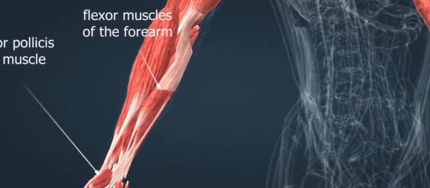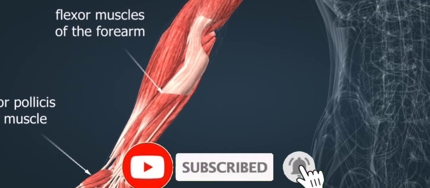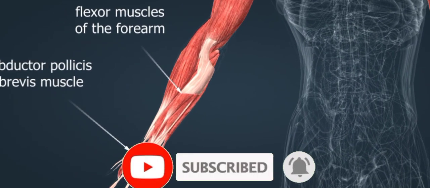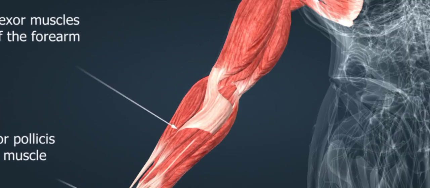4. Flexor digitorum profundus flexes the distal phalanges of the fingers. 5. Flexor pollicis longus flexes the thumb. 6. Palmaris longus helps in wrist flexion, though it's absent in some people.